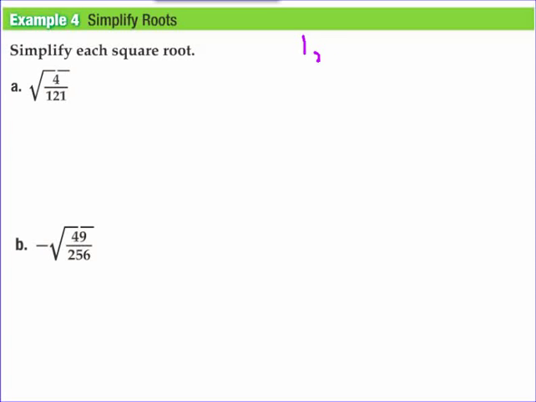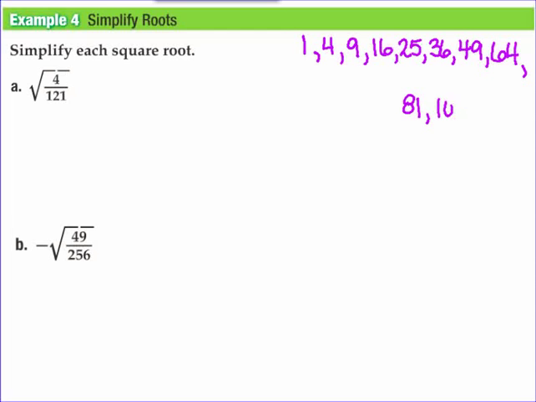What's 2 squared? 4. 3 squared? 9. Keep going. 16, 25, 36, 49, 64. What's after 64? 81. 100. Do we remember what 11 squared is?